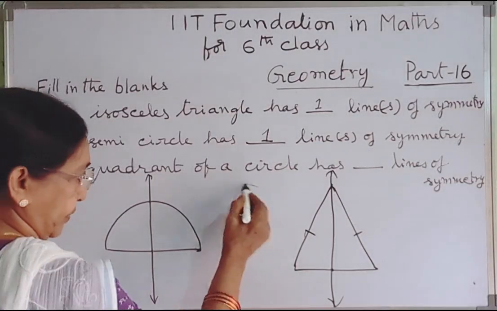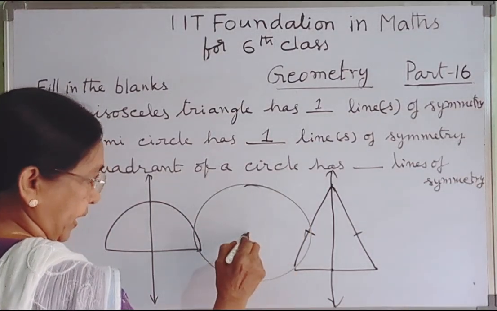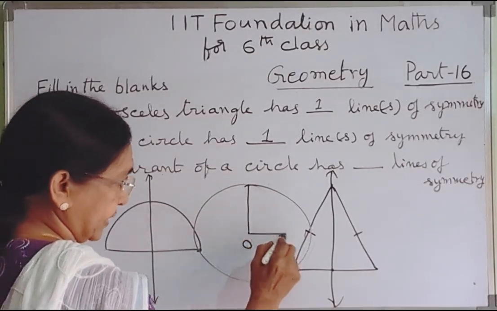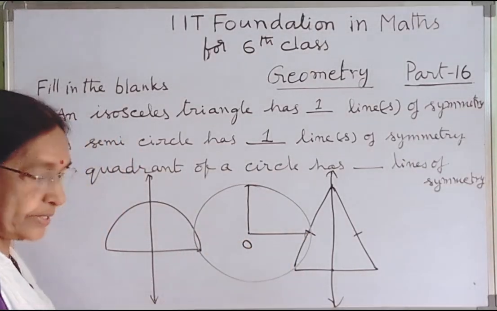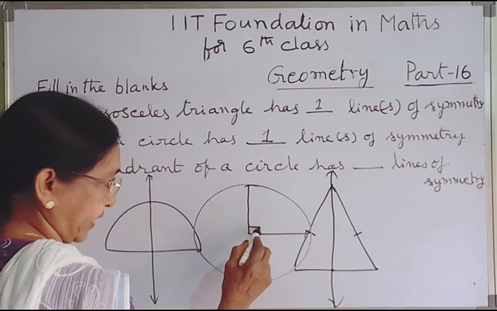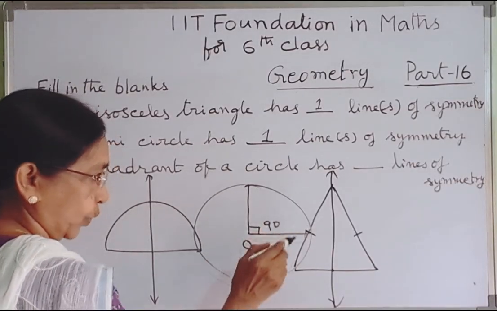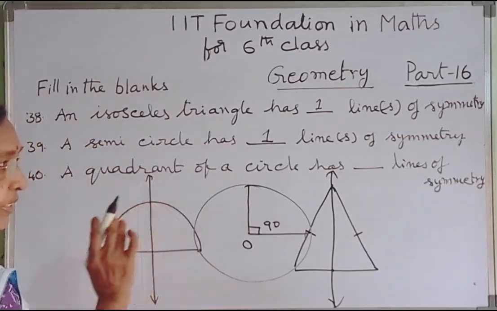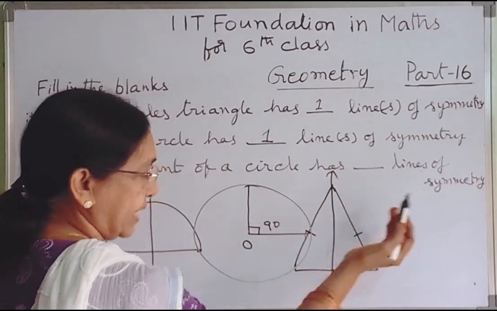Next, a quadrant of a circle has dash lines of symmetry. Quadrant of a circle means, suppose this is a circle and the center O, and this is the quadrant. A sector whose angle is 90 degrees is a quadrant. So this part is a quadrant.